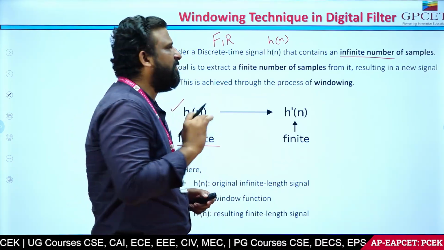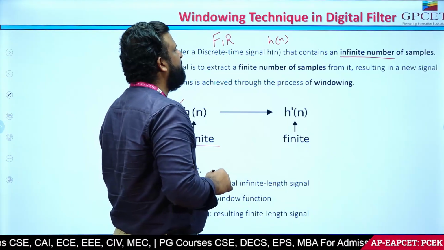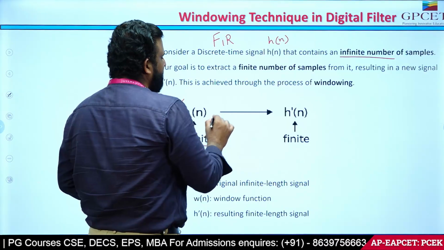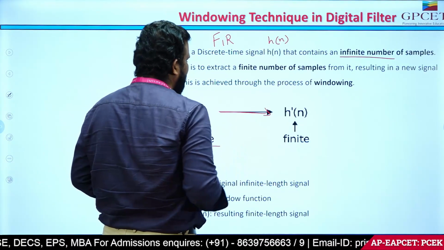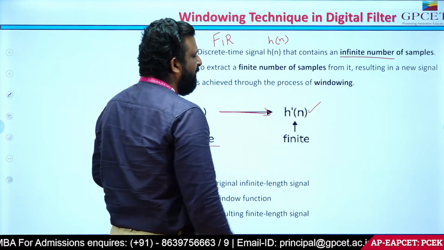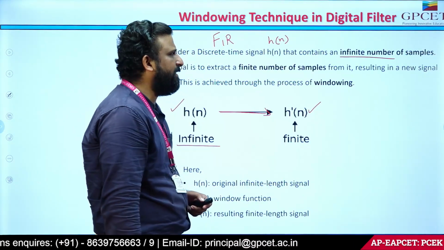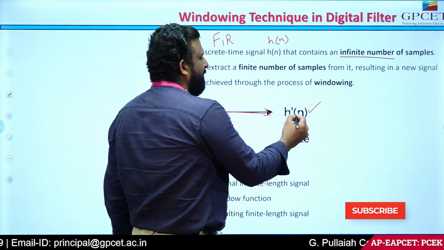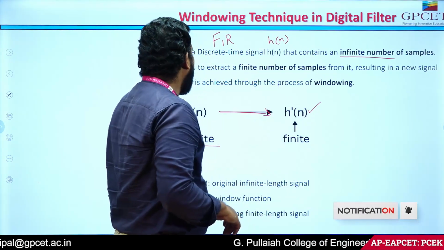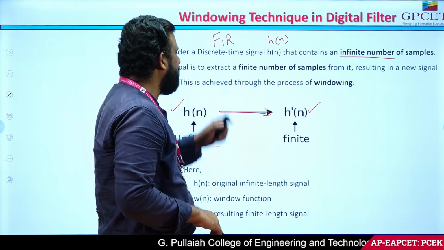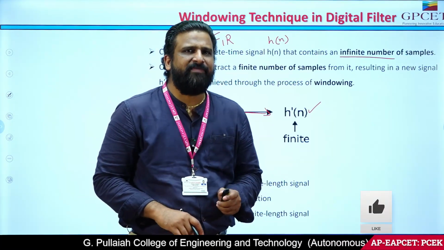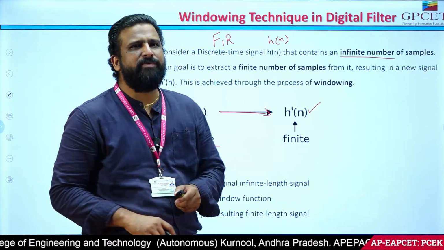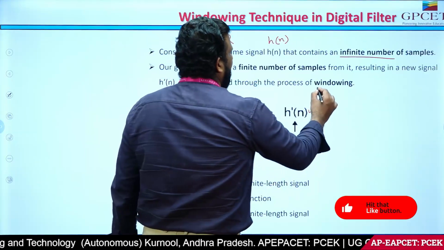Our goal is to extract the finite number of samples present in the discrete time signal h of n. That means I have taken the h of n, which has infinite samples, and our goal is to extract h dash of n, which contains some finite number of samples from it. After obtaining this h dash of n, we get a new signal. We have achieved the conversion of an infinite number of samples into a finite number of samples, and this can be achieved by using a technique known as the windowing technique. Okay, I think you got the point.